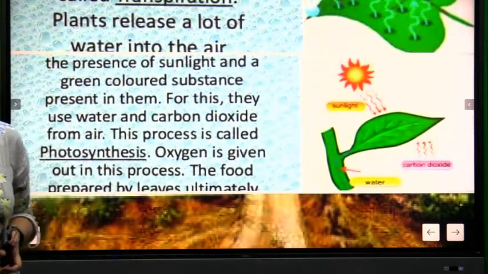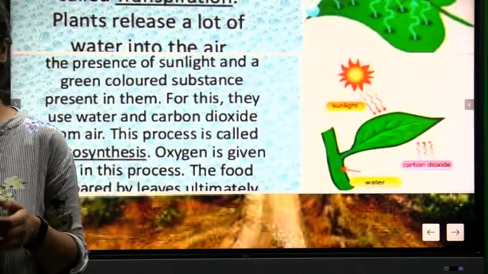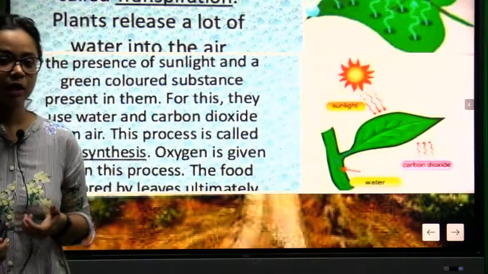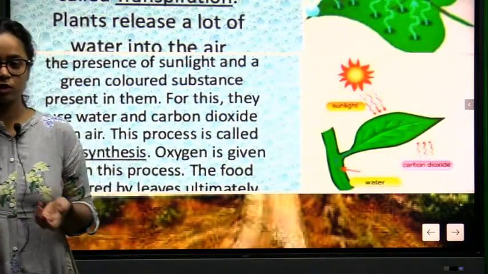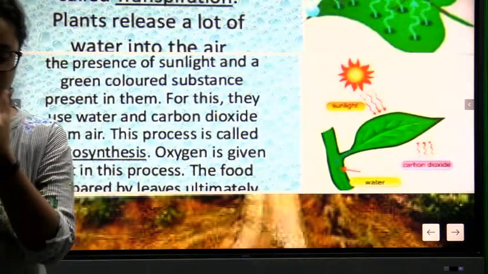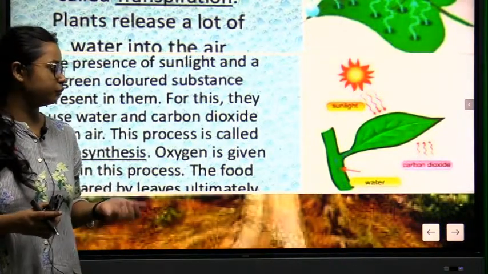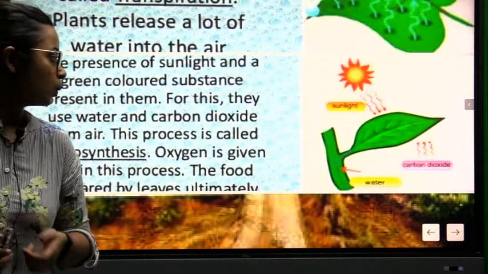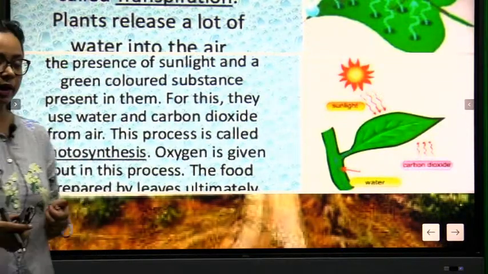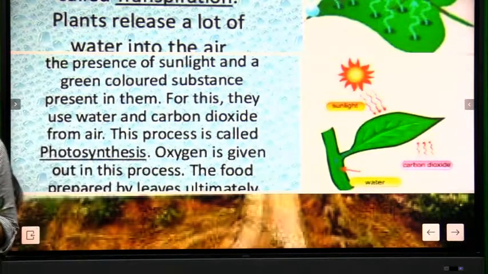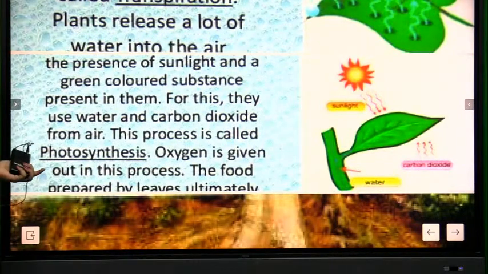Photosynthesis is the process of making food by themselves, because they are autotrophs, or producers. Green plants are the producers or autotrophs because they are not dependent on anyone. They make their own food with the help of sunlight, CO2 and water, in the presence of chlorophyll. That process is called photosynthesis, and they release the oxygen which we take.